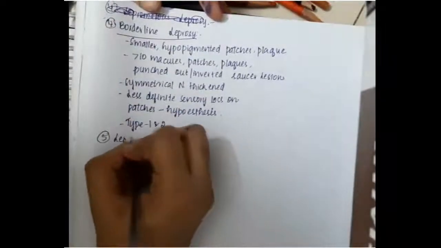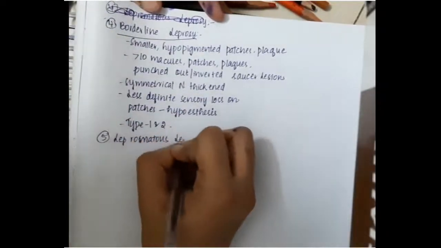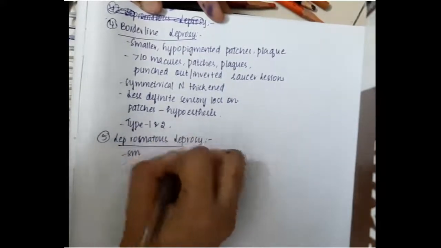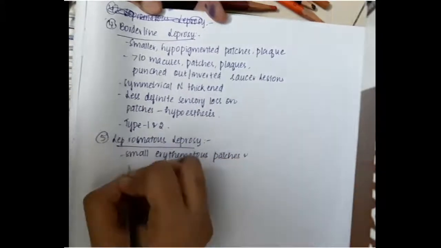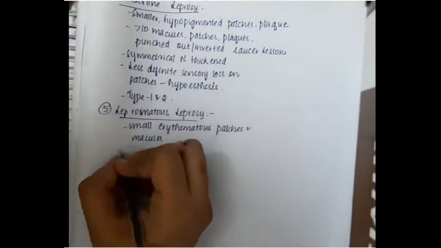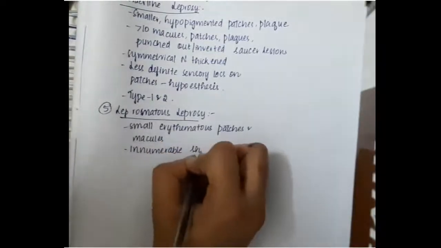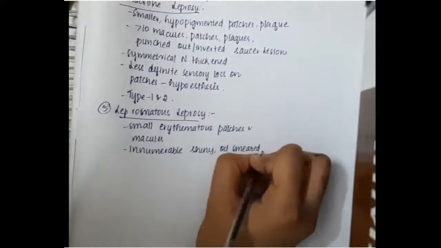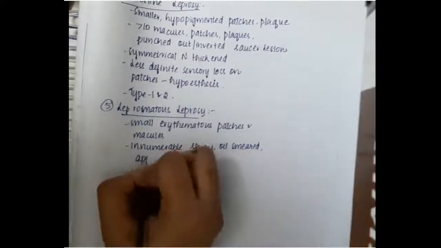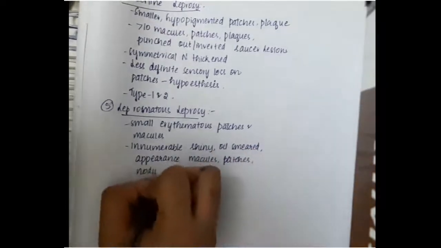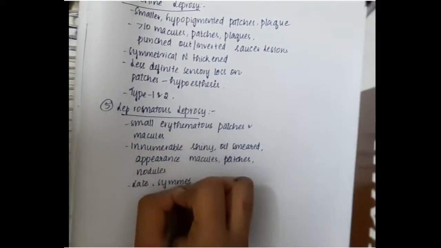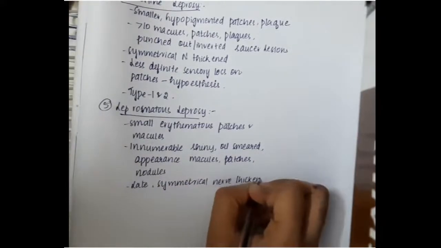Then fifth, we have lepromatous leprosy. In lepromatous leprosy, you have small erythematous patches and macules. These are innumerable, with a shiny, oil-smeared appearance. You will see macules, patches and nodules. There is late symmetrical nerve thickening with late glove and stocking anesthesia.